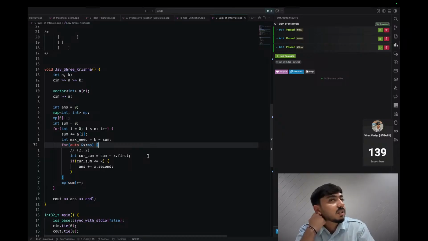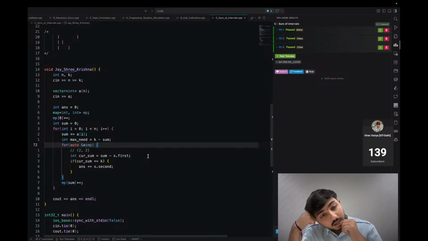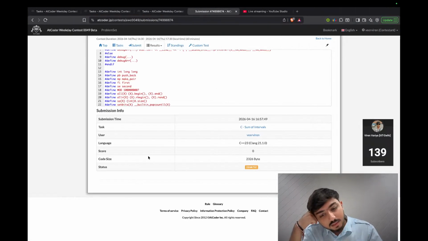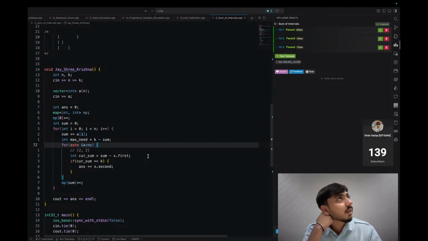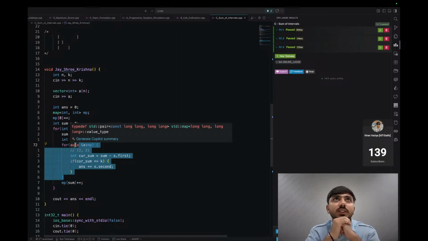How can we get that? How can we get it? Chat, how can we get it? We are hitting TLE for sure, because of this I need a count of prefix sums, prefixes whose sum is less than or equal to max need.